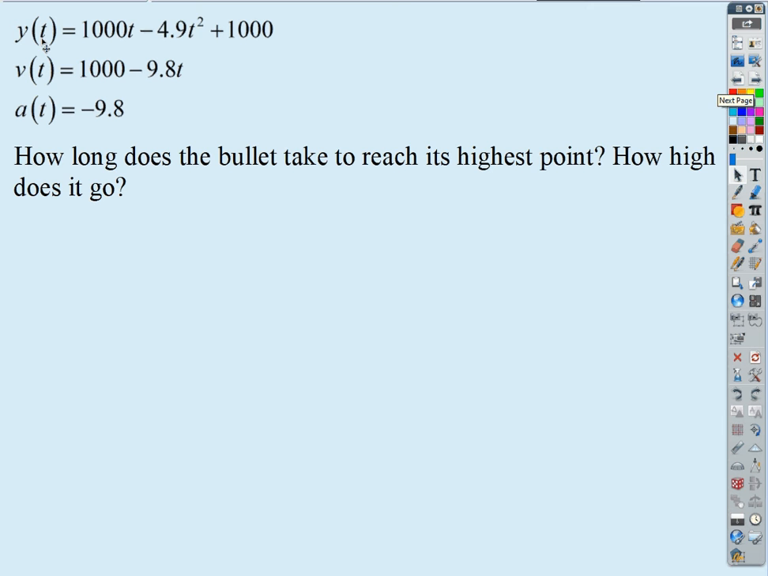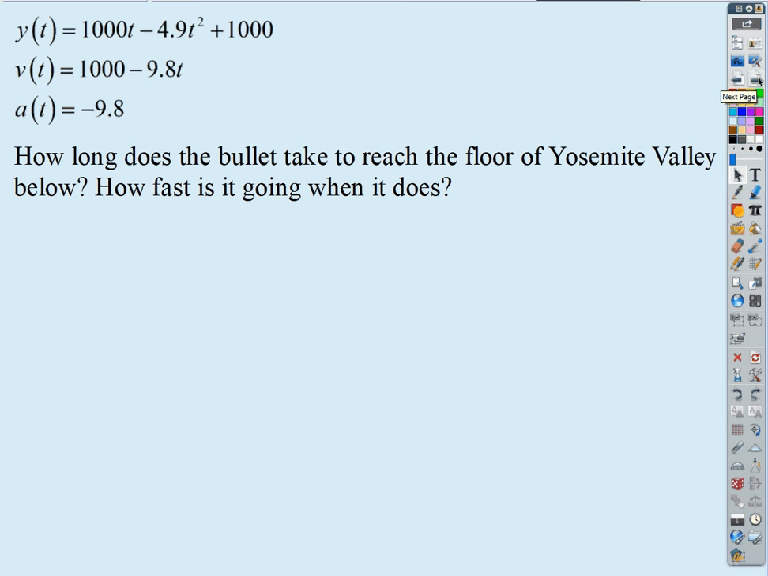Okay, good. So then the next part was we want to know how long does the bullet take to reach the floor of Yosemite Valley below. Now keep in mind that this position function is relative to the floor of the valley. We can prove that easily to ourselves by plugging in t equals 0. And what do we get if we plug in t equals 0? 1,000. So we know that we're starting 1,000 meters up off the valley floor, which is the rim of El Capitan. Okay, so that makes sense.